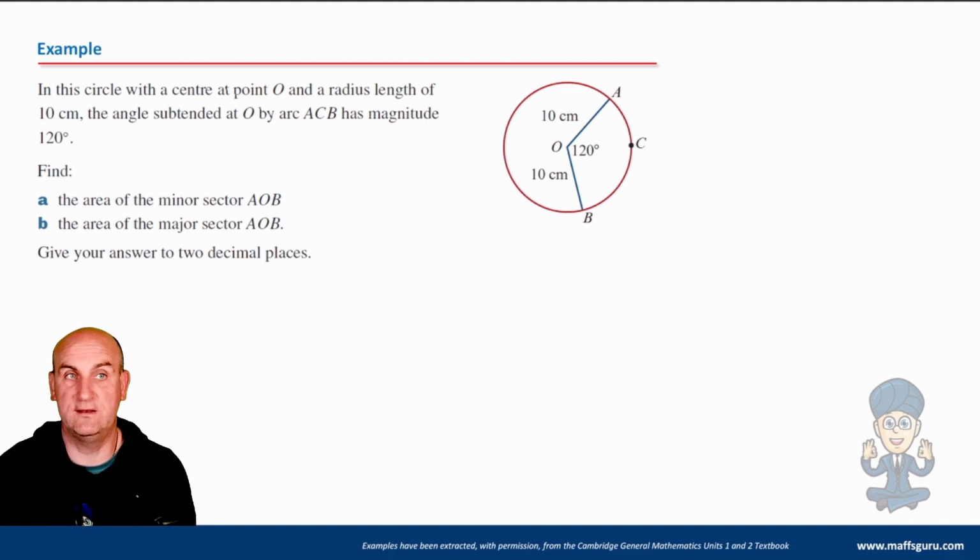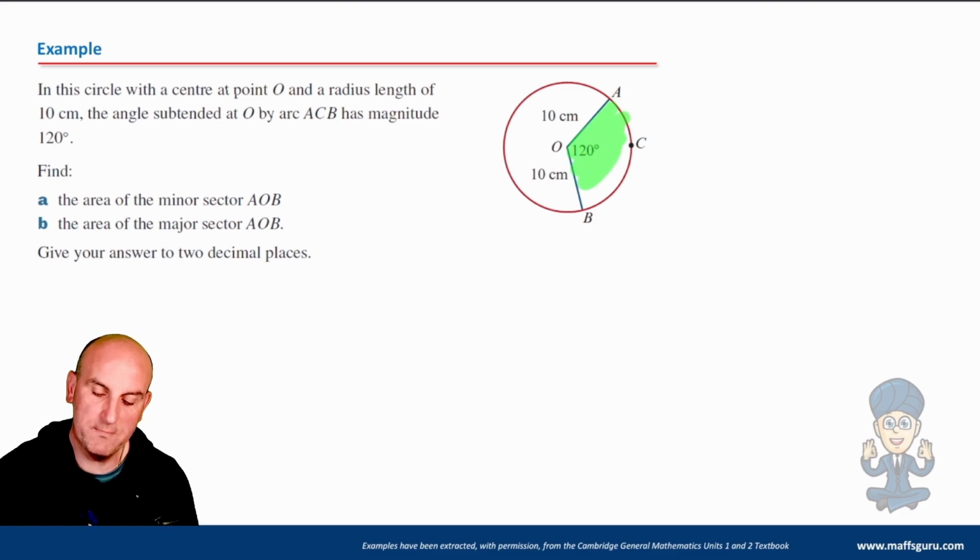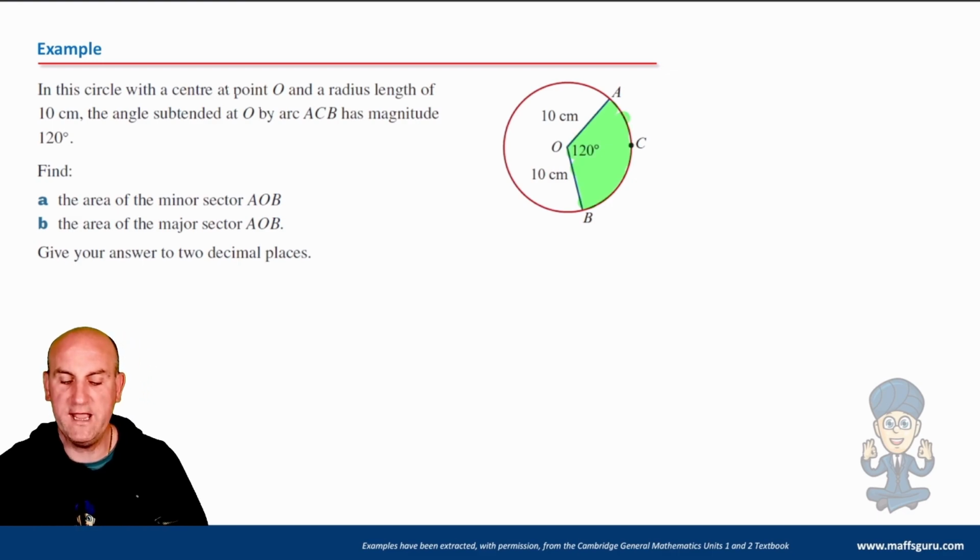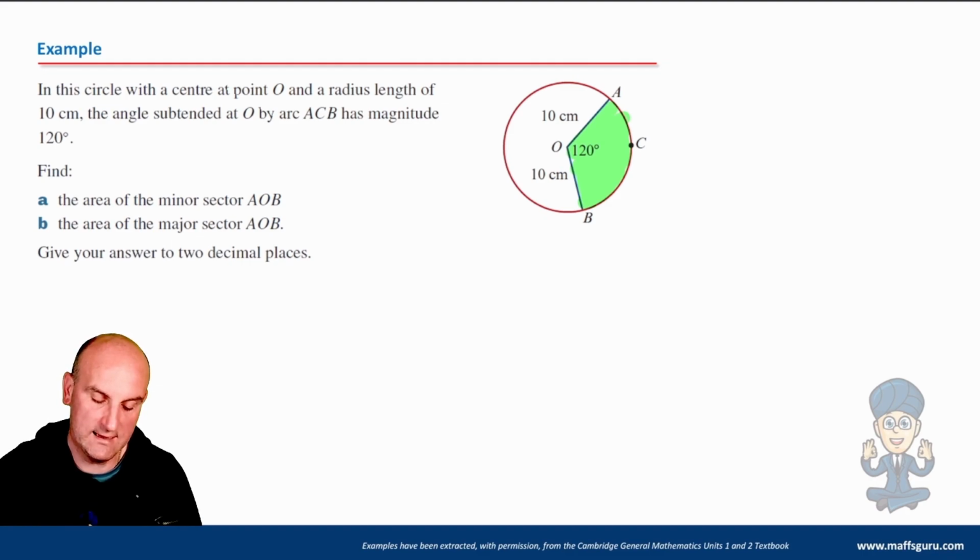In this circle with a center at point O and a radius length 10, the angle subtended at O by arc ACB has magnitude 120 degrees. Find the area of the minor sector. Well, basically, that's just saying the small part of the cake. All right, there is a minor sector and a major sector. A sector is just a slice of cake. The minor sector, it would make sense, therefore, is the little bit. So let's do that now. So part A, the area we know is the angle, which is 120 degrees, divided by 360, because that's the whole circle.